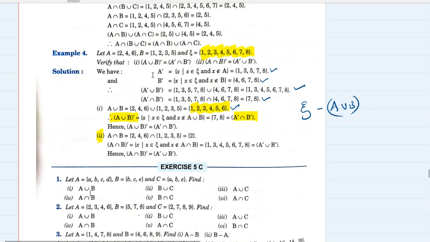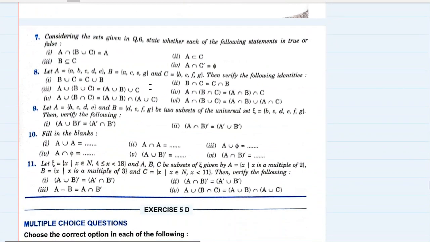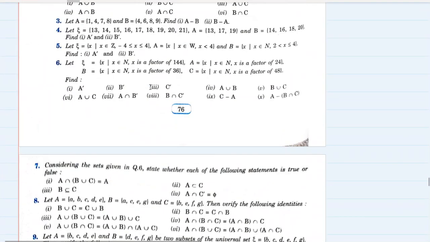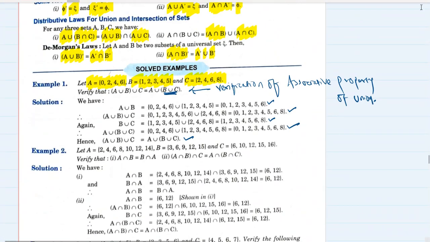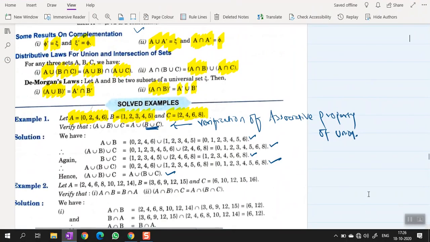So this is how you prove the properties, and exercise 5C is based on the same thing. The chapter is over here, and if you solve the exercises, only then will you come to know how you can solve these questions based on the properties or operations on sets. So please solve all the exercises, and if you have any doubts, please let me know.